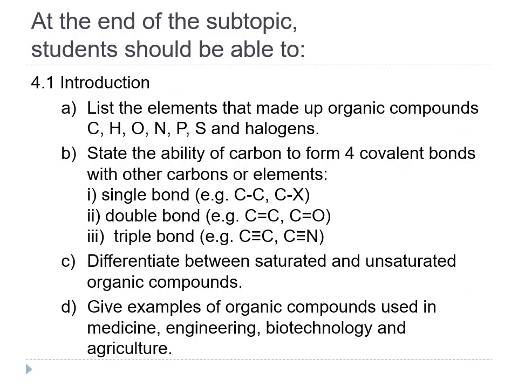We need to list the elements that make up organic compounds and state the ability of carbon to form 4 covalent bonds. So they will form single bond, double bond, and triple bond. And then we need to differentiate between saturated and unsaturated organic compounds and give examples for them to be used in medicine, engineering, biotechnology, and agriculture.